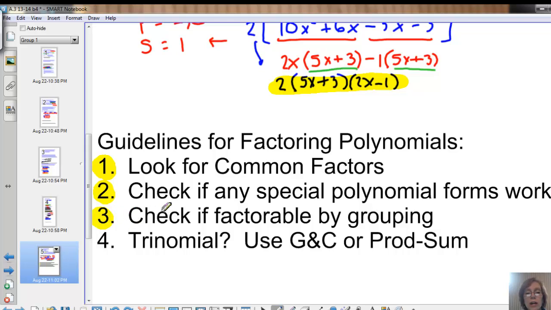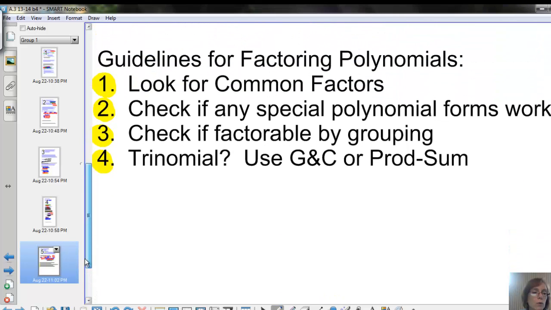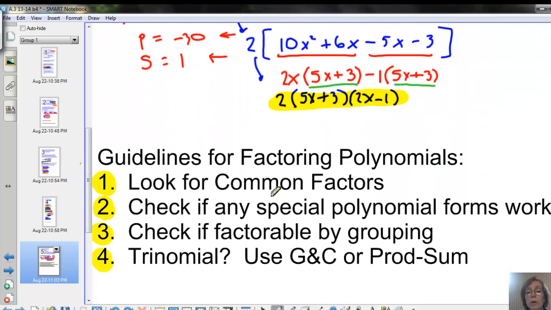Third step is check to see if it's factorable by grouping. If there are 4 terms, it may be factorable by grouping. And lastly, is it a trinomial? Then use guess and check or product sum. All right, and that's pretty much it for my notes on section 8.3.